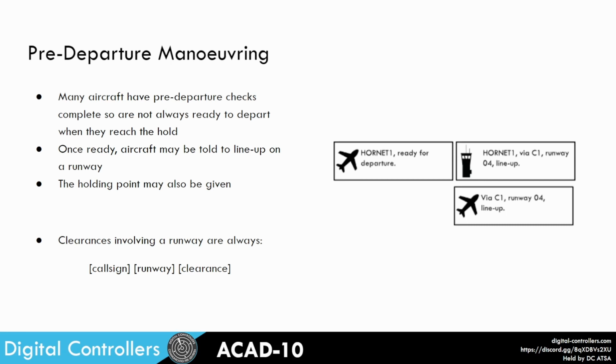Then once aircraft are ready to depart, we quite often move into this pre-departure maneuvering phase, where the aircraft will line up on the runway, but won't actually depart. These clearances are typically given as the aircraft's call sign, the runway, and the clearance. So in this case, Hornet 1 via Charlie 1, runway 04 lineup. You can also give lineup and wait, which is occasionally more common, but they're the same instruction.